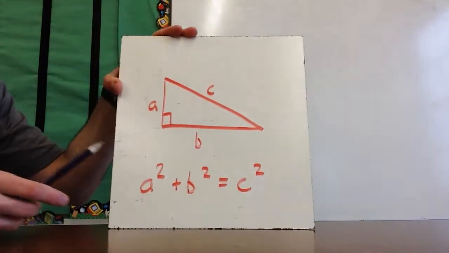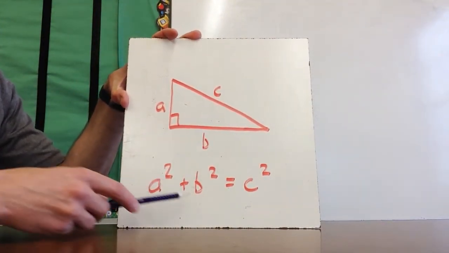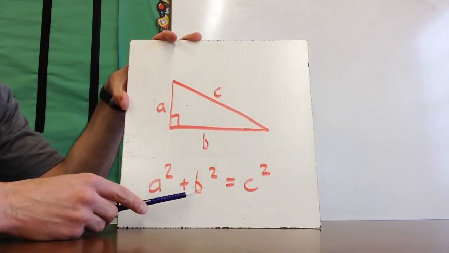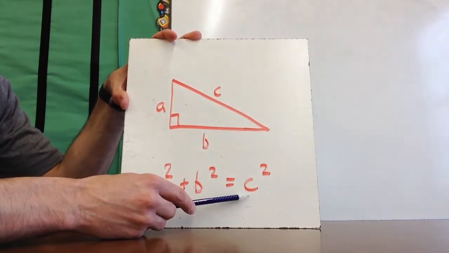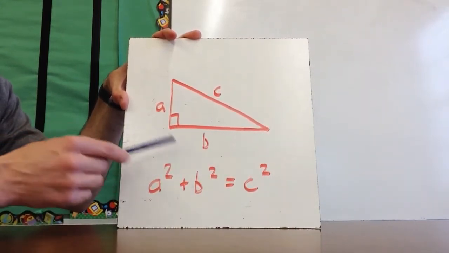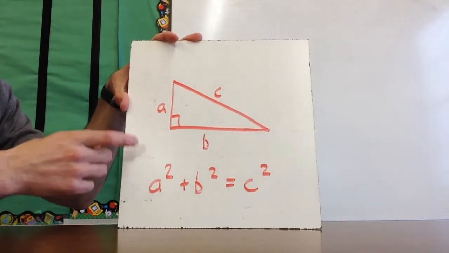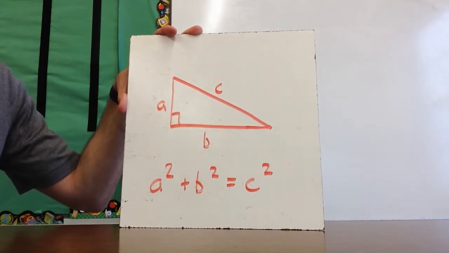The mistake a lot of people make is that A does not necessarily have to be the shortest leg, and B does not have to be the second shortest or second longest leg. The only leg that has to be a specific letter is the hypotenuse. It has to be C squared. It does not matter which one you call A and which one you call B. So this is the theorem we're going to be using today. You may want to pause the video at this time to copy this down into your notes.